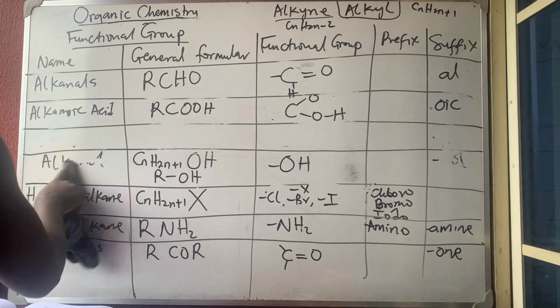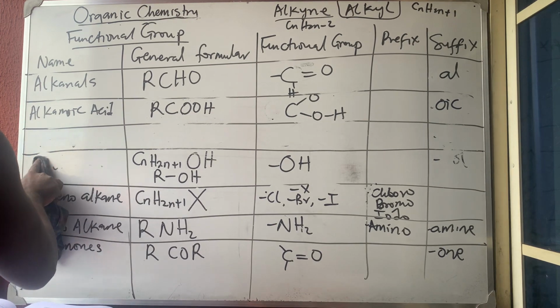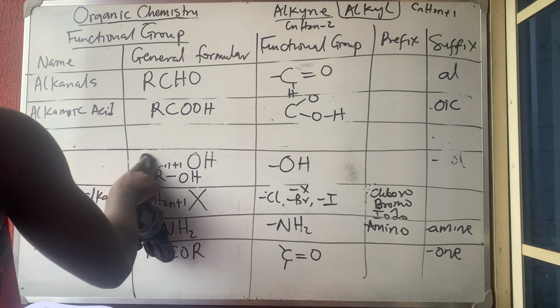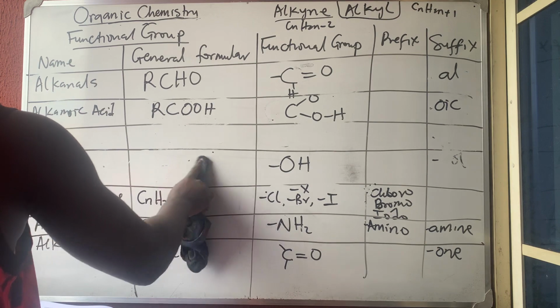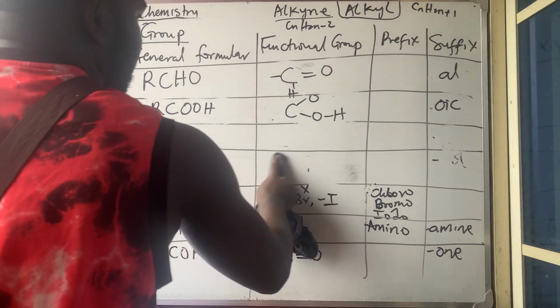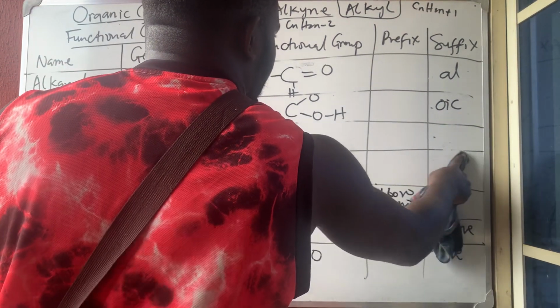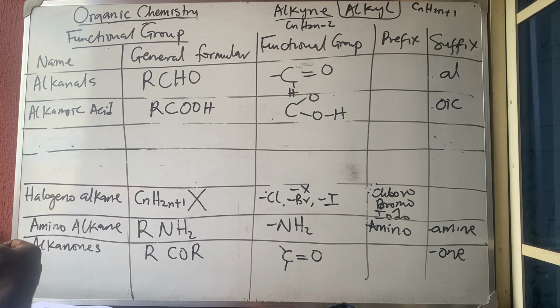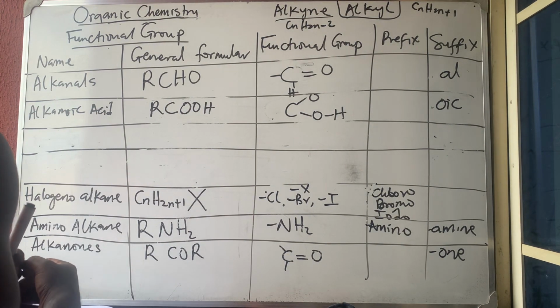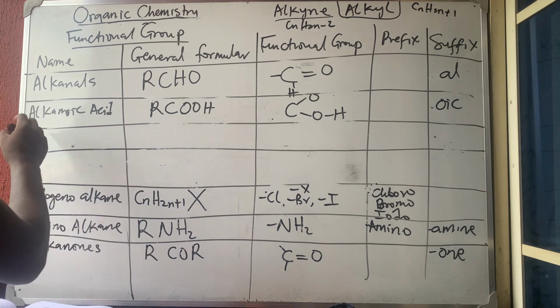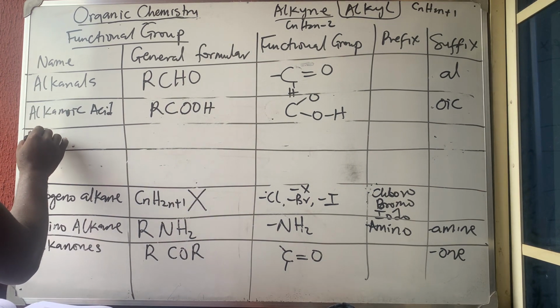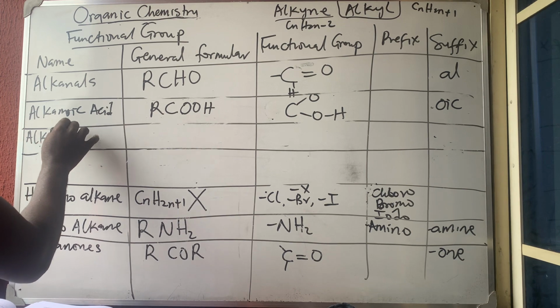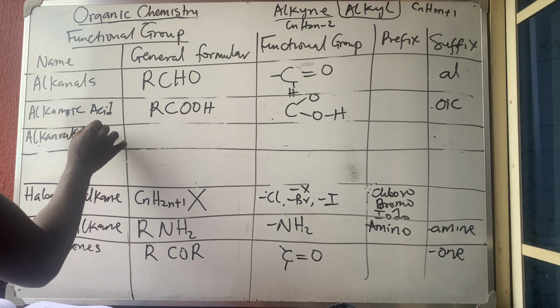So you need to calm down and master all these homologous series, their functional groups, and their general formulas. It will really help you in naming any compound when we enter IUPAC nomenclature. So the next one is alkanoate, or you call them ester.